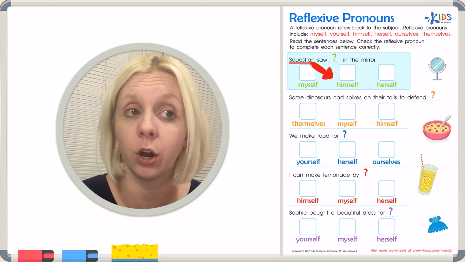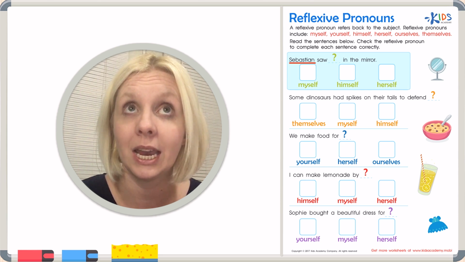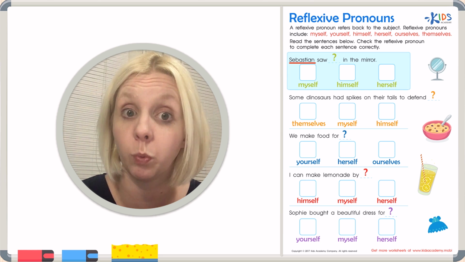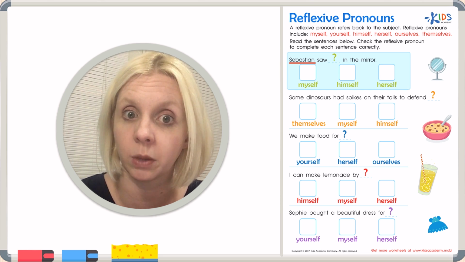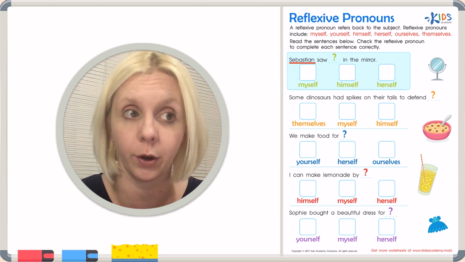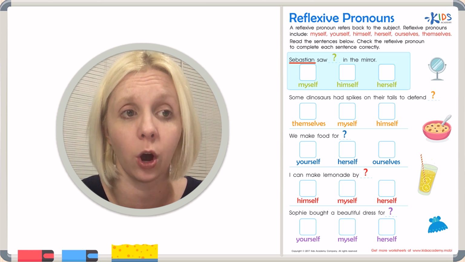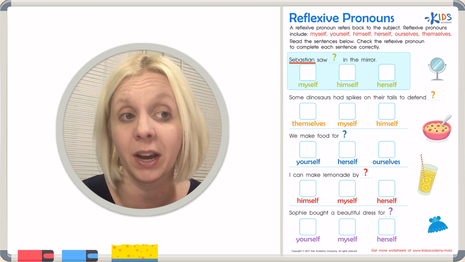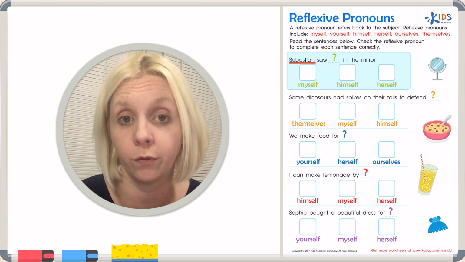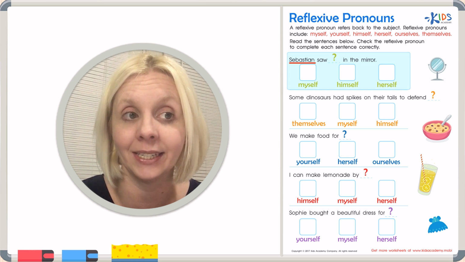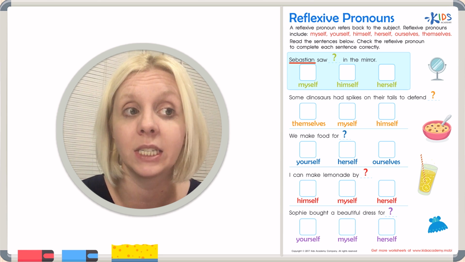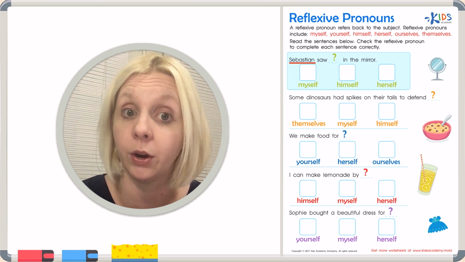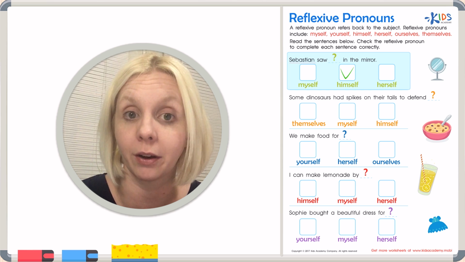Sebastian saw himself in the mirror. Does that make sense? Himself is one person and it's a boy, right? Himself. That one I think is the answer. That makes sense. But I always like to read through all of my choices just to make sure something else doesn't seem like it fits better, okay? Sebastian saw herself in the mirror. Well, that wouldn't make sense, would it? Because Sebastian is a boy and herself refers to a girl. So in this case, this is the correct answer. Sebastian saw himself in the mirror. That makes sense, right? So let's put a check right here.